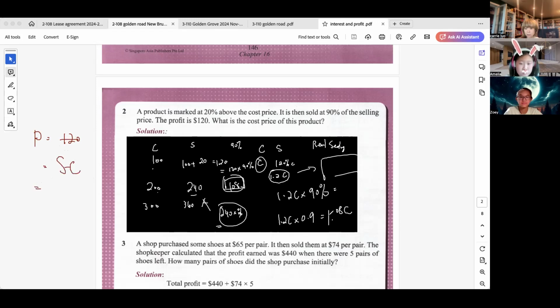So what is the selling price? 1.08C, right? What is the cost? C. So that means 0.08C equals what? Equals 120, correct, Amelia? So everybody, could you please tell me what is the cost C? Exactly. 0.08 times C equals 120. So C equals what?